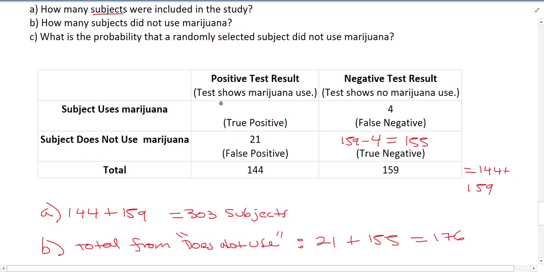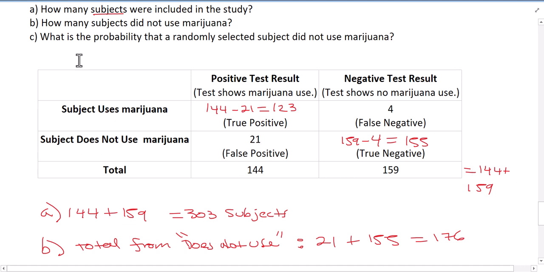And now let's fill out the rest of the table because I already have 4 and 155, that adds up to 159. For 144 and 21, this must be 144 minus 21, which is, what does that give us? Go ahead and put that in your calculator and it will be 123. So 123 people were true positives, meaning they were using the drug and tested positive for it.